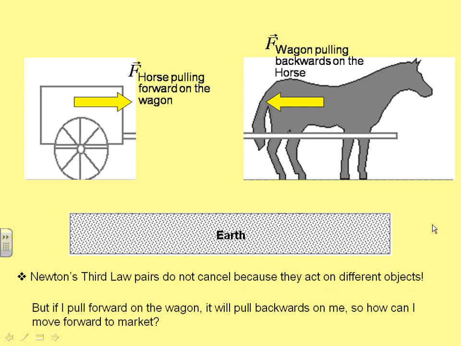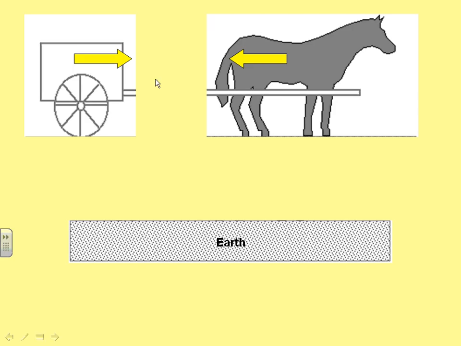Well, again, you know the horse can pull a cart forward. The key to the answer to this question is that the horse and the cart and the wagon are not the only things that are interacting. Think about all the other forces we might draw if we draw a force diagram of the horse. Of course, the first one we always throw on there is a downward force of gravity. This is the earth pulling down on the horse.